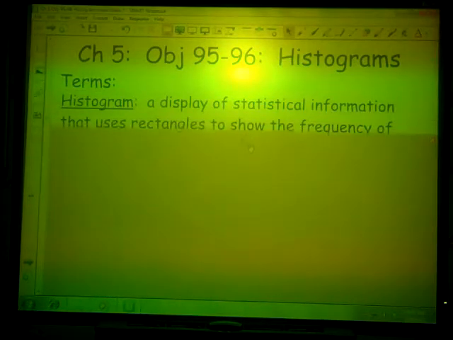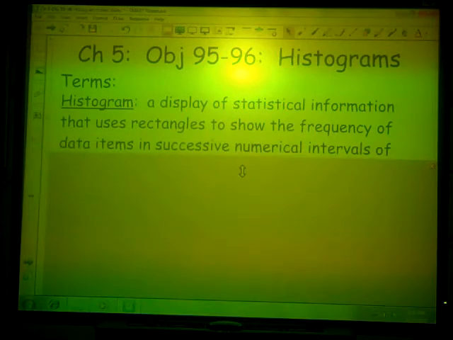A histogram is basically a display of statistical information that uses rectangles to show the frequency of data items in successive numerical intervals of equal size. Now I know that's a mouthful, but we'll deal with that as we go through the graphs when we get to those points.